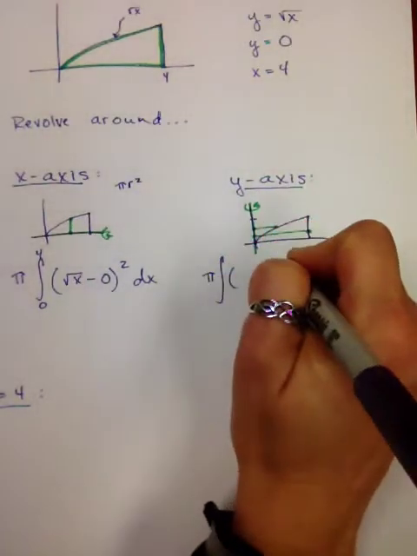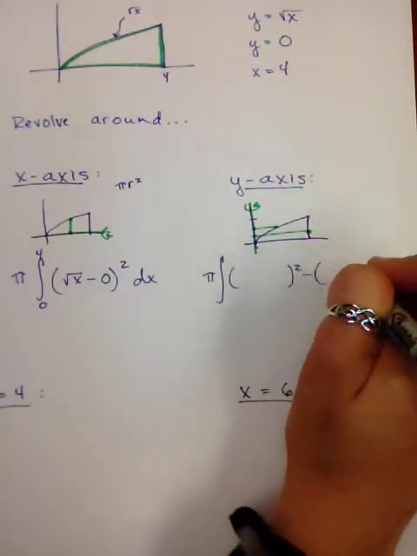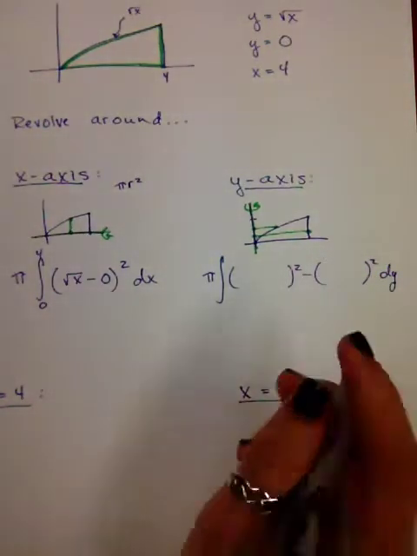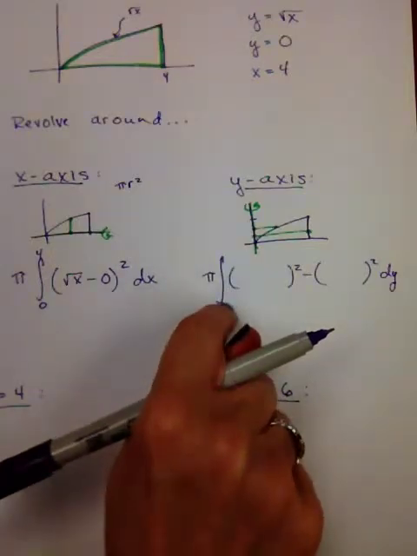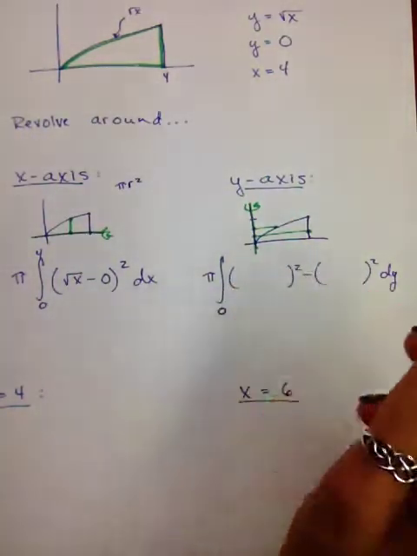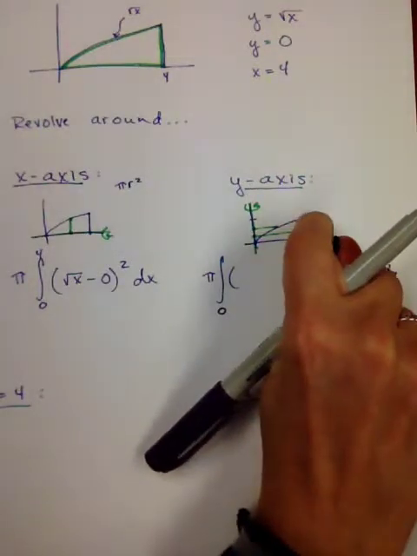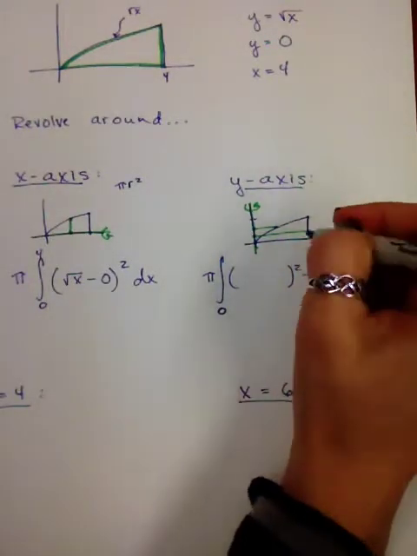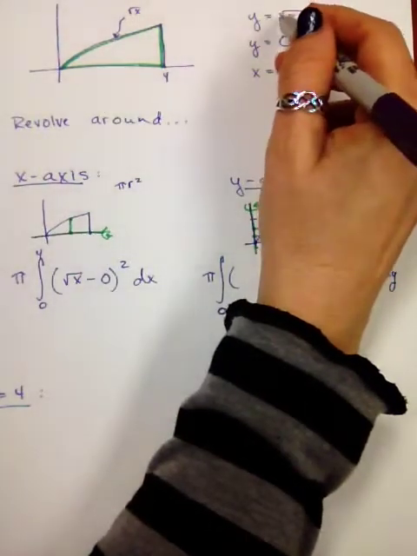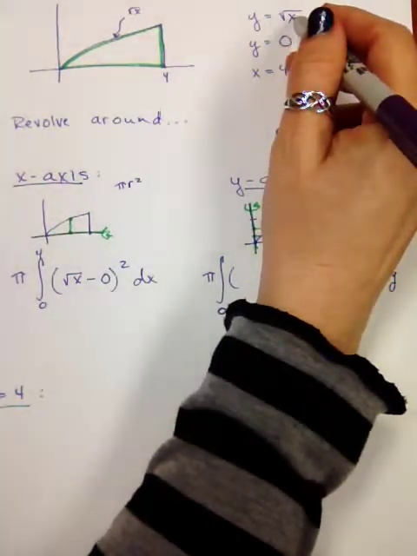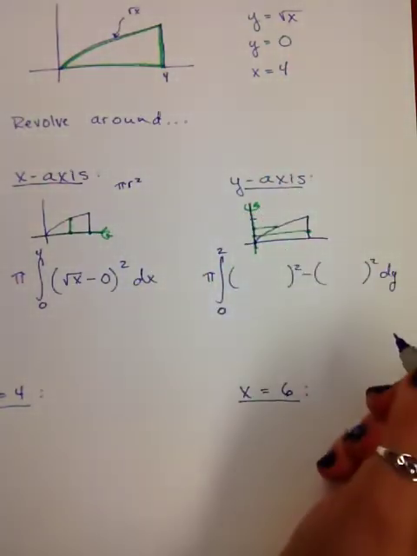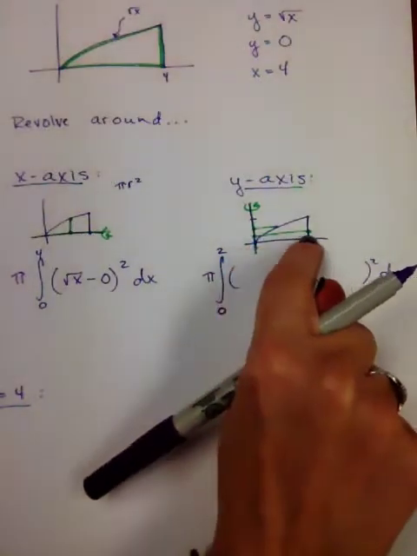So I have my big R squared minus my little r squared, and it's a dy problem, which means that my limits of integration are going to be y values. I know it starts at y equals 0, and it's going to stop at the y value right here. That y value happens when x equals 4. So I can look at my equation. My y is the square root of my x, and x is 4, so my y value is 2. So 0 to 2.